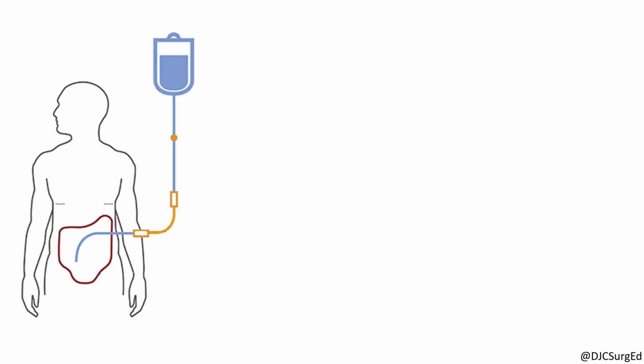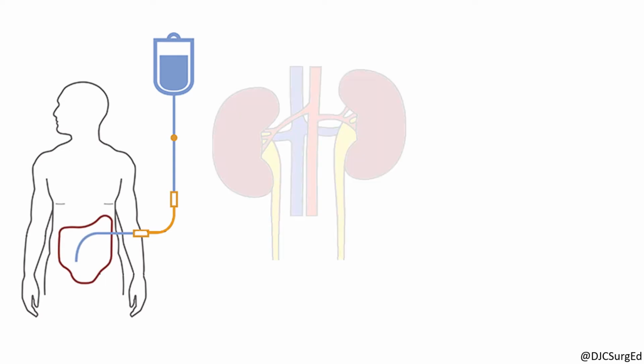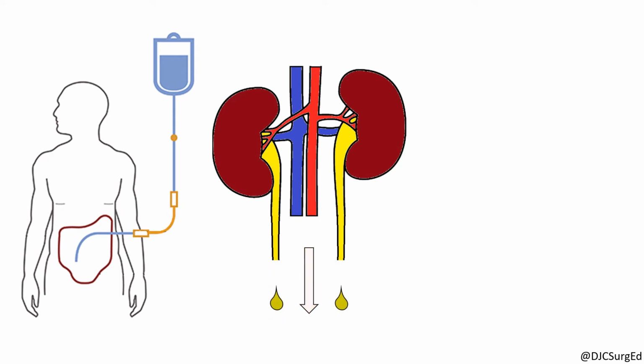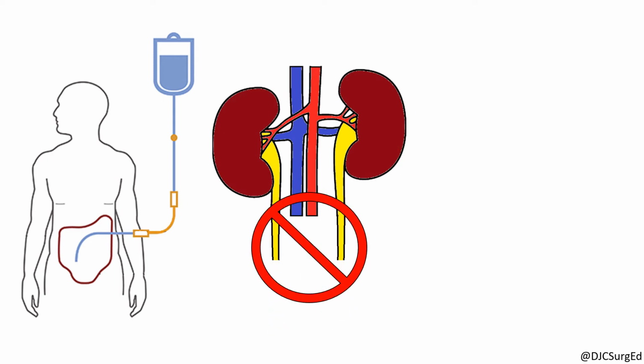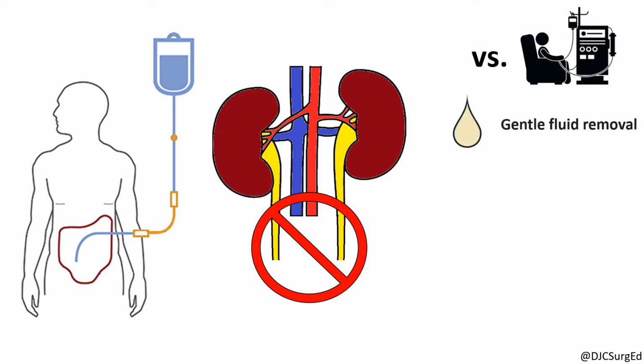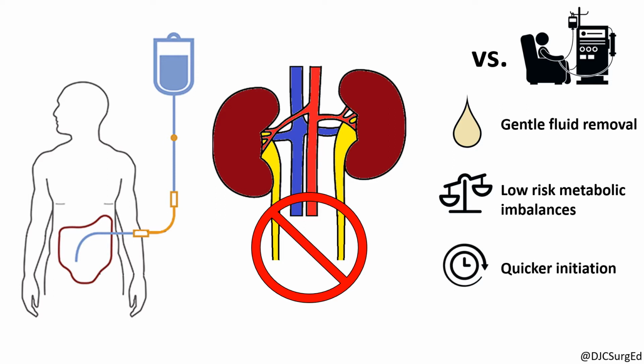Peritoneal dialysis utilizes a patient's peritoneum as a membrane to exchange fluid, electrolytes, toxins, and waste byproducts with the blood in patients with chronic kidney disease and end-stage renal disease. The benefits of peritoneal dialysis compared to hemodialysis include more gentle fluid removal with low risk of metabolic imbalances, as well as quicker initiation of dialysis.